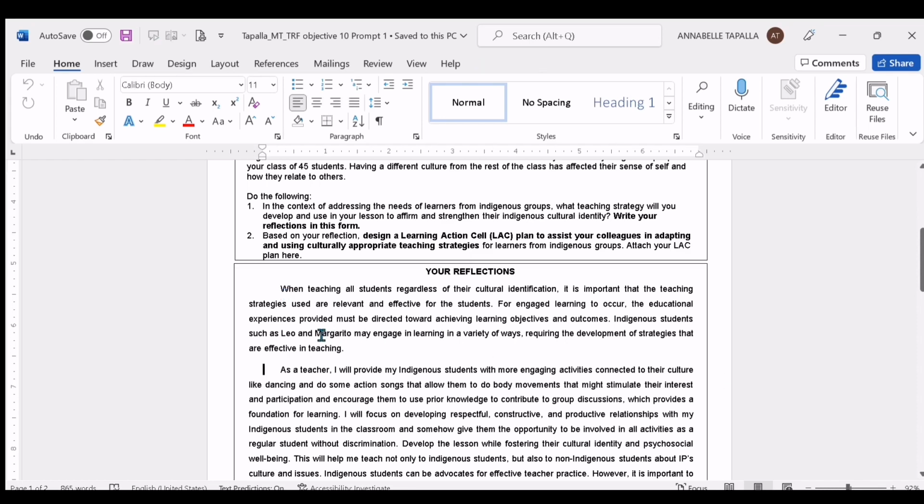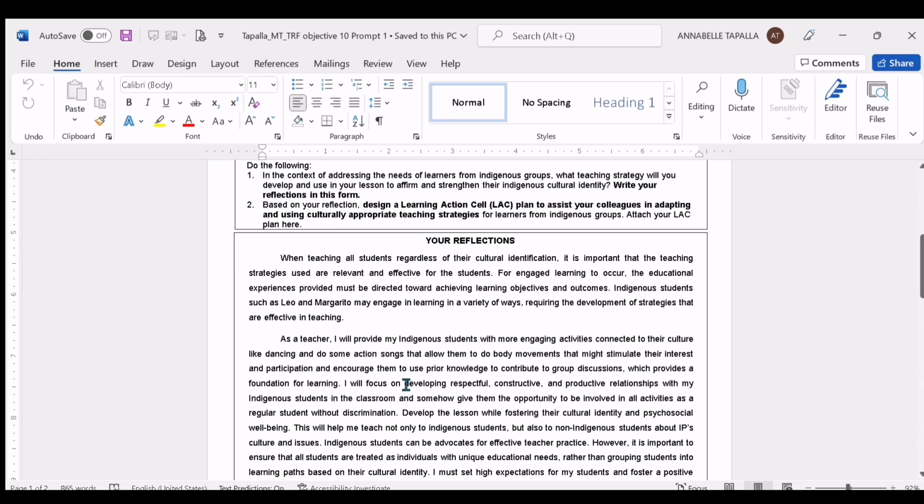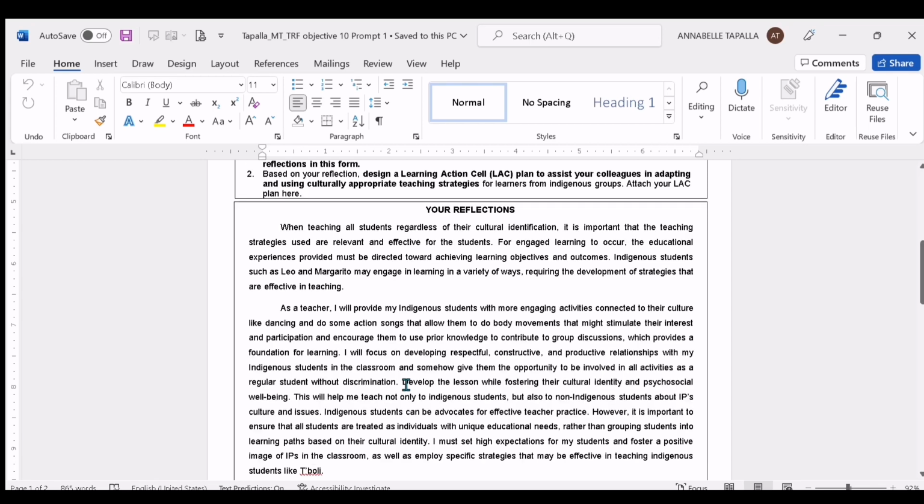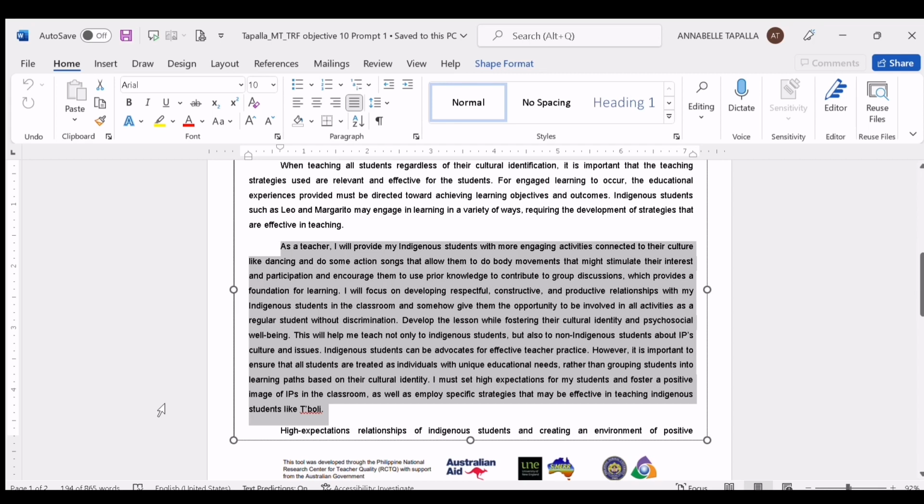Okay? When teaching all students regardless of their cultural identification, it is important that the teaching strategies used are relevant and effective for the students. For engaged learning to occur, the educational experiences provided must be directed toward achieving learning objectives and outcomes. Indigenous students such as Leo and Margarito may engage in learning in a variety of ways, requiring the development of strategies that are effective in teaching. As a teacher, I will provide my indigenous students with more engaging activities connected to their culture, like dancing and some action songs that allow them to do body movements that might stimulate their interest and participation and encourage them to use prior knowledge to contribute to group discussions, which provides a foundation for learning.